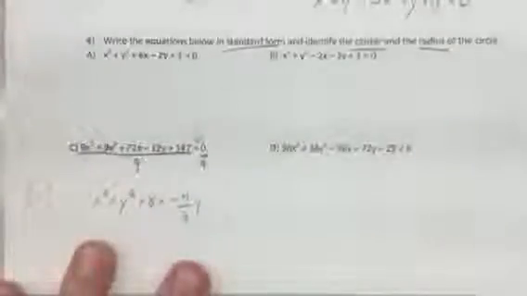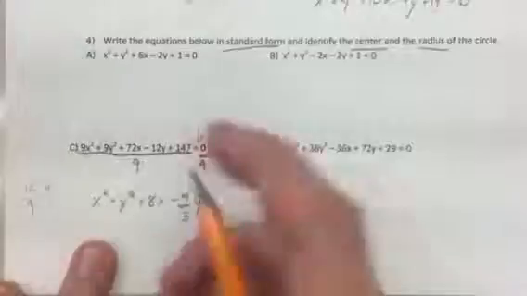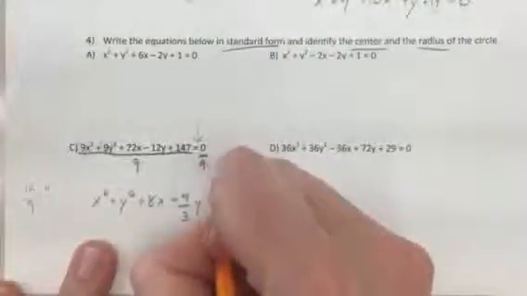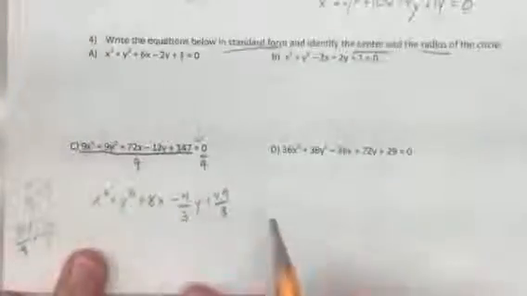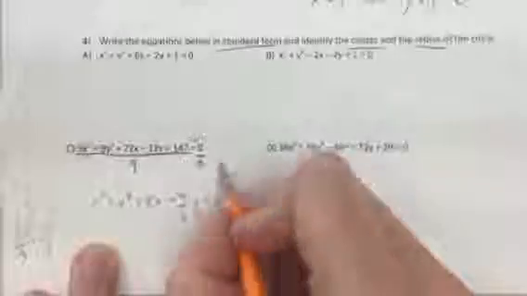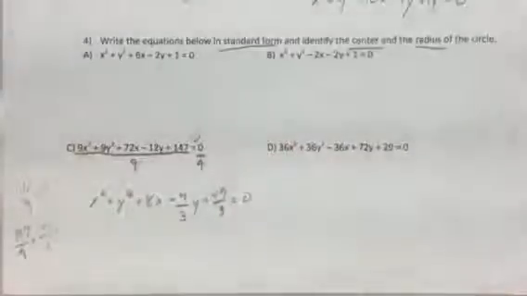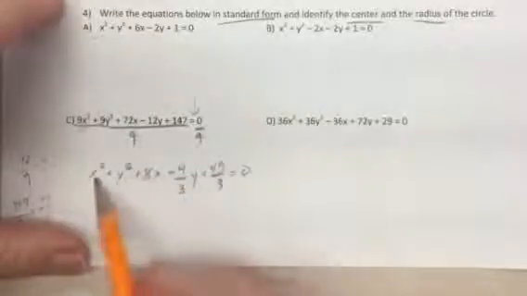And then 147 divided by 9, same thing. I'm going to work with that as a fraction, plus 49/3. So 147 divided by 9, you can take out a 3 from both, and 147 divided by 3 is 49, and 9 divided by 3 is 3. So this now is still equal to 0, because 0 divided by 9 is 0. I've got a coefficient of 1 here.